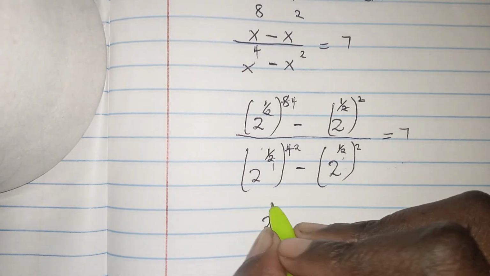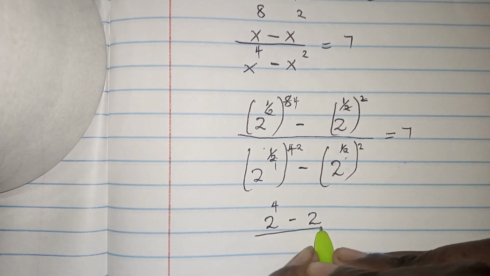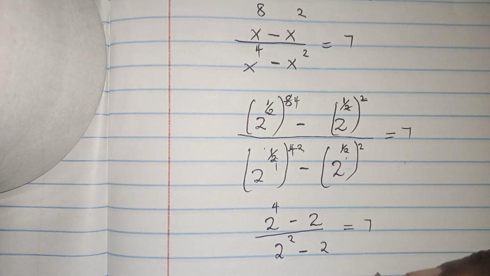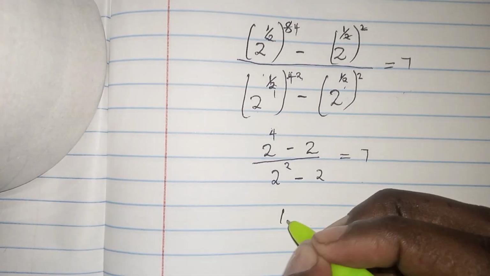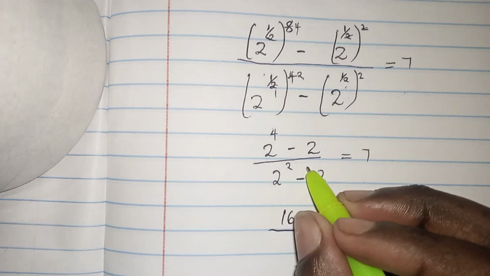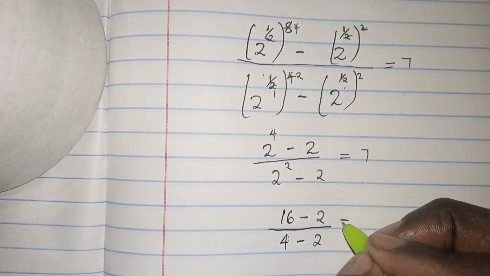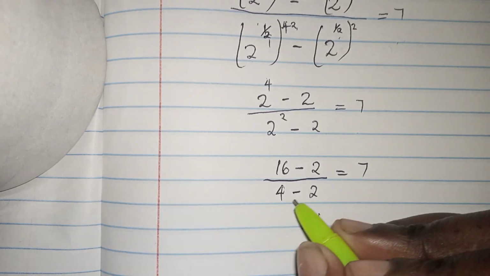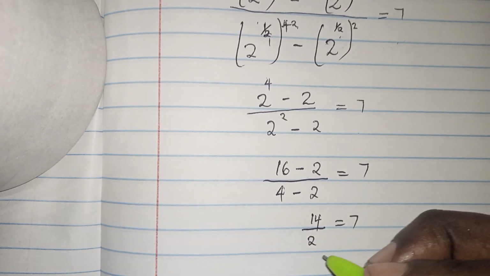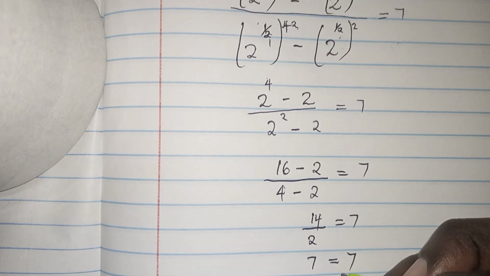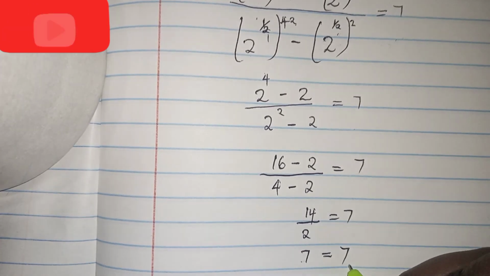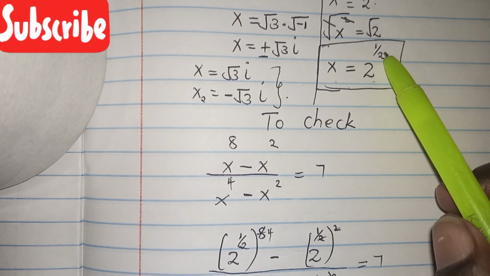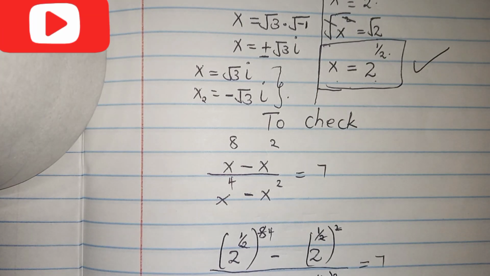So this is 2^4 - 2 over 2^2 - 2 = 7. So 2 to the power of 4 gives us 16, minus 2, over 2 squared, this is 4, minus 2, equals 7. 16 minus 2 gives us 14 over 4 minus 2, this is 2, equals 7. So 7 is equal to 7. Our left hand side is equal to right hand side. So meaning x is equal to 2 to the power of a half satisfies our equation.